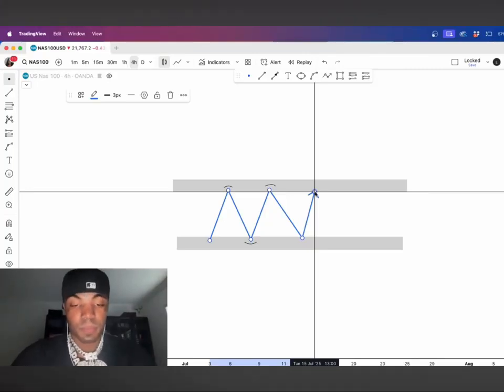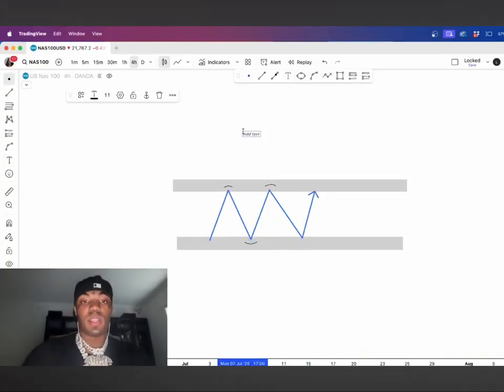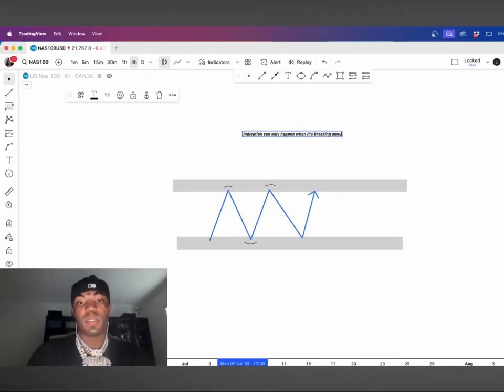So indications can only happen, so write this down. Indications can only happen when it's breaking above or below swings, and that is highs and lows. So swings, highs and lows, right?